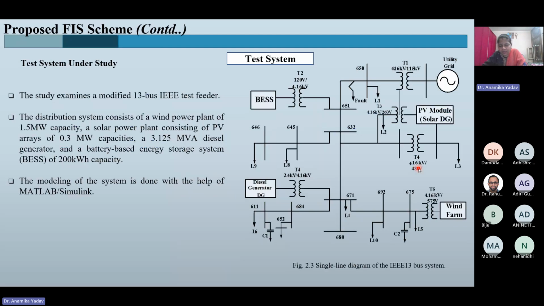To test this scheme, we have chosen the IEEE 13 bus system. This is the overall IEEE 13 bus system. Here the utility grid is connected through a transformer, and we create faults between bus 650 and 651, which is the location wherein different types of faults at various locations have been simulated. In this distribution system, you can see there are wind farms, a battery energy storage system, solar PV modules or solar-based DGs, as well as a diesel generator.